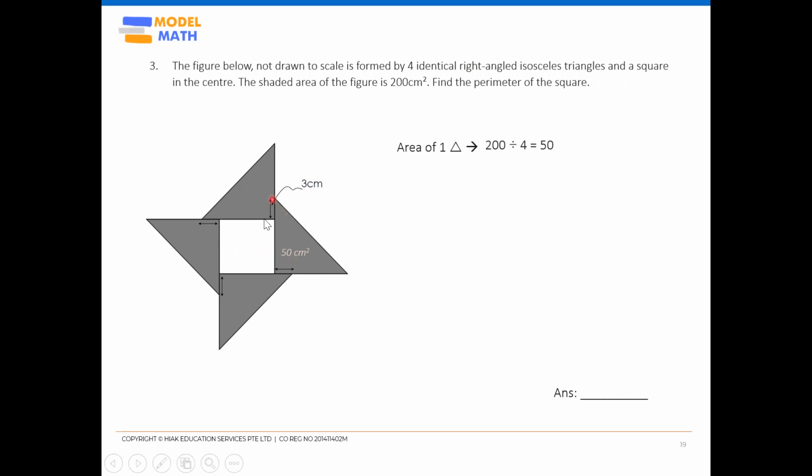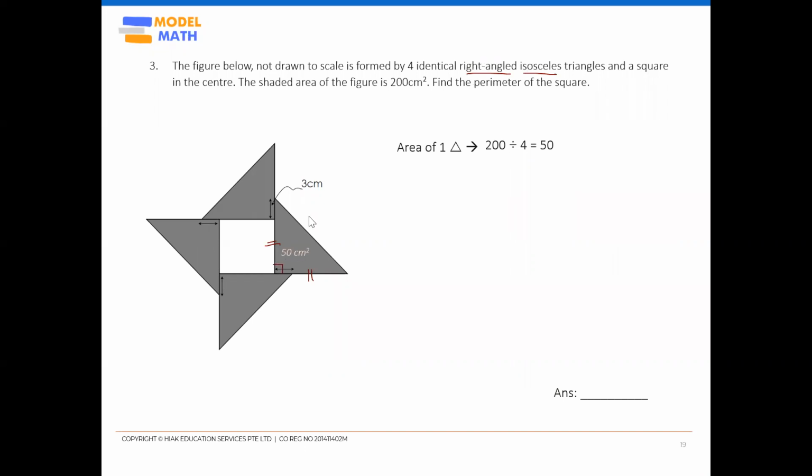And this triangle, I do not have the dimensions for the height, neither do I have for the base. However, I do know that the height and the base have to be the same. How do I know that? It's from here. It's a right-angled isosceles triangle. The right angle is here.